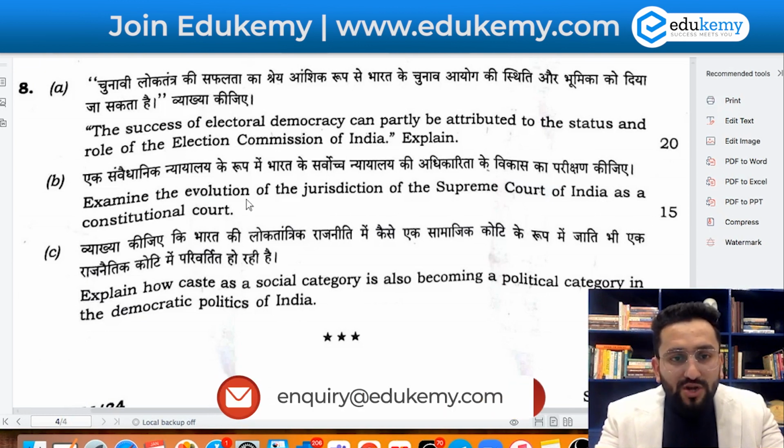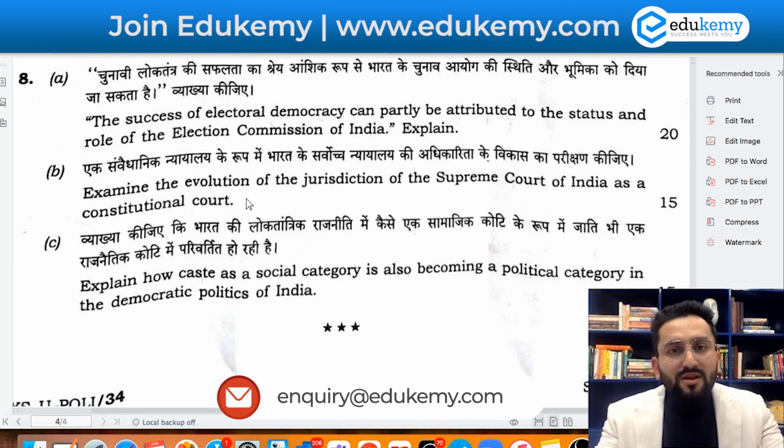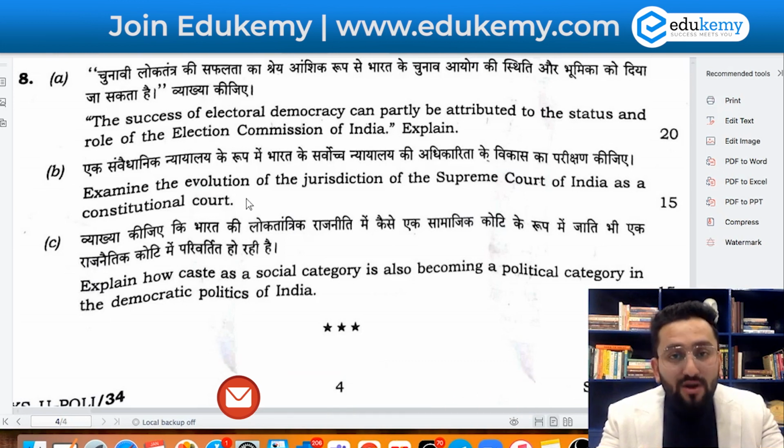So evolution ki baat karenge, you need to talk about there was a phase in the 1950s, 60s, where it is said that was a pacifier kind of phase of Supreme Court, where the executive was having the real hold, right? You need to quote certain cases of the time where the judiciary itself, in its recommendation, gave more power to the executive, right?